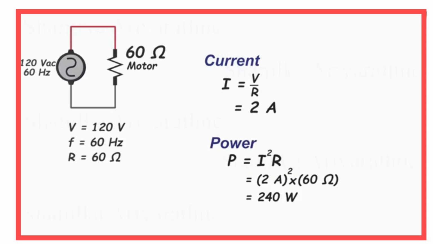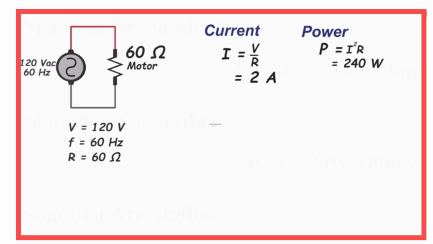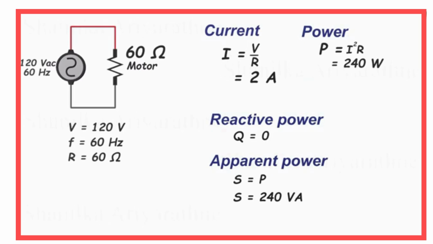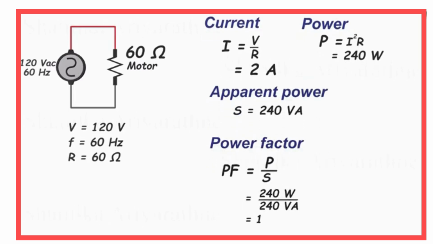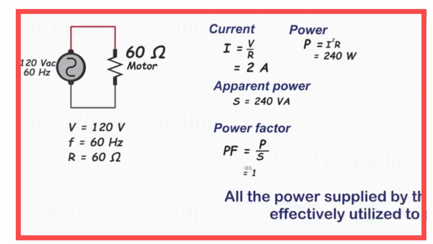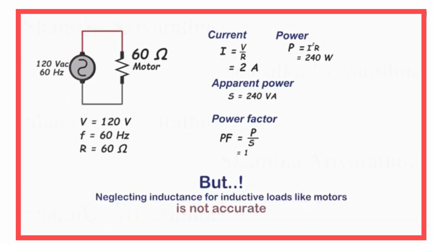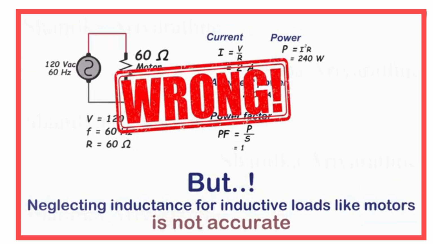Now let's calculate the power supplied by the power source. This represents the active power of the circuit. Since we're neglecting the reactance, the apparent power is equal to the active or real power. Therefore, the power factor is equal to 1, indicating that all the power supplied by the power source is effectively utilized to do the work. Things may seem straightforward, but unfortunately, this method is incorrect. Indeed, neglecting inductance for inductive loads like motors is not accurate.